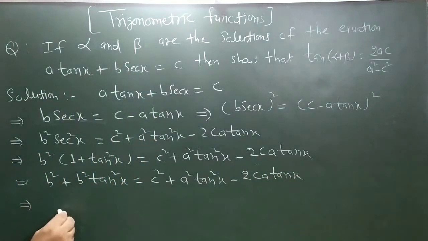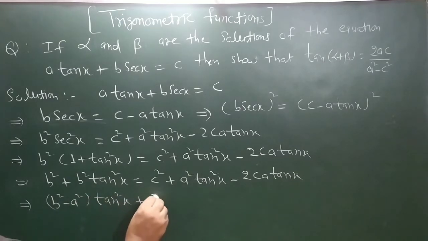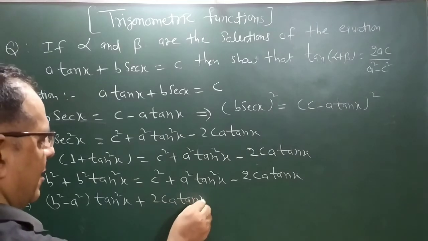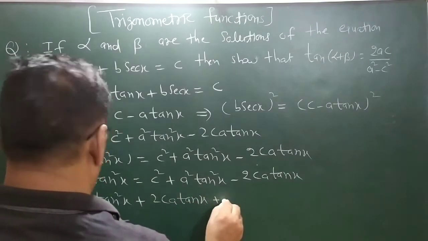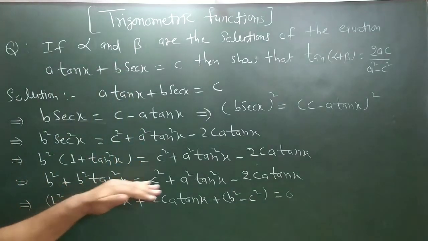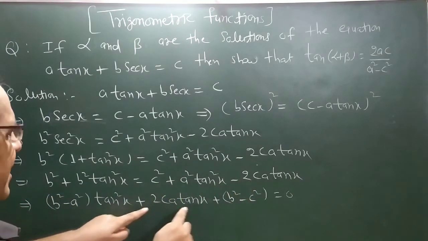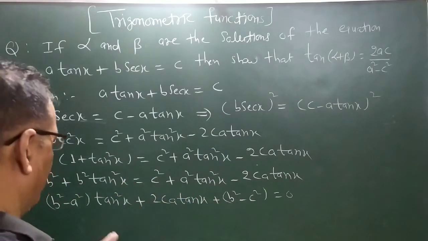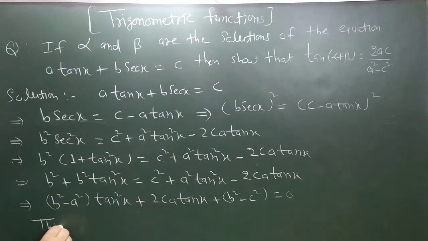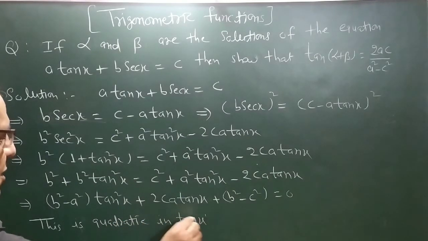Now arrange as a quadratic form. So this becomes b square minus a square tan square x plus twice ca tan x plus b square minus c square is equal to 0. So now after arranging the terms, we have b square minus a square tan square x plus 2ca tan x plus b square minus c square equal to 0. This is quadratic in tan x.